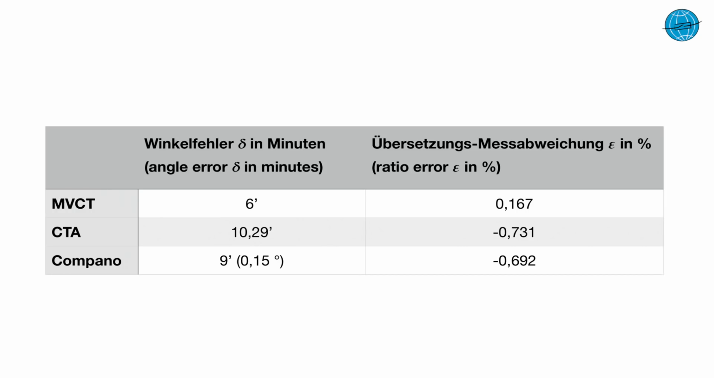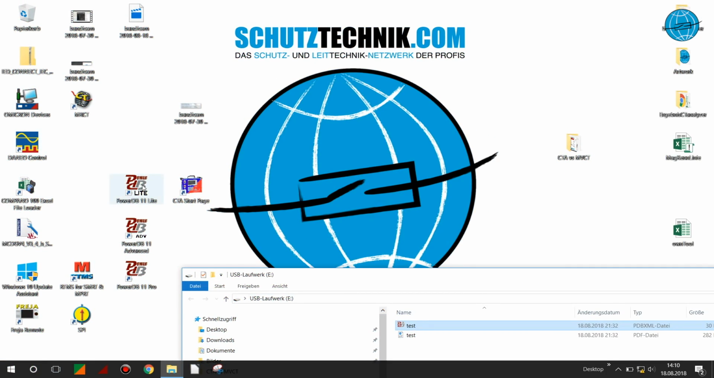The angle error delta was determined by the Compano 100 with 9 minutes. The MVCT provided 6 minutes and the CTA 10.29 minutes. The ratio error epsilon was determined to be minus 0.692% with the Compano 100, the MVCT was at 0.167% and the CT Analyzer at minus 0.731%. Let's come to the examination by PC.